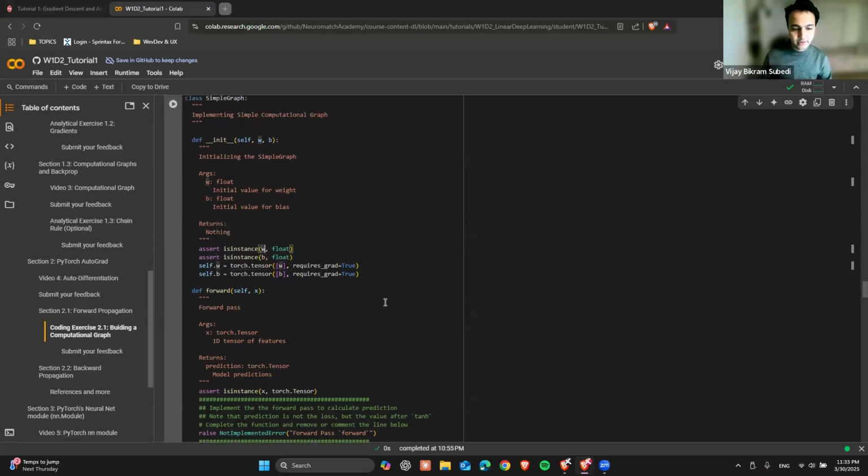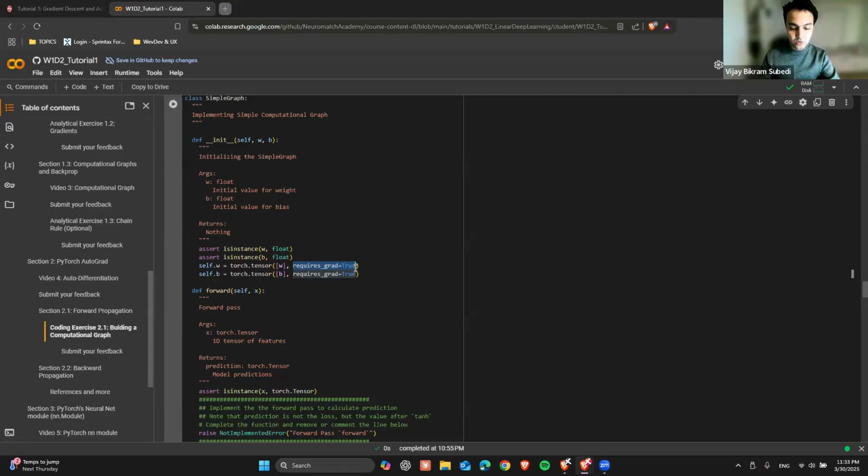Both w and b are initialized as tensors, as you can see there, with requires_grad equal to True. This means that w and b are differentiable parameters, computed as gradients; in other words, they are the learnable parameters for the system.